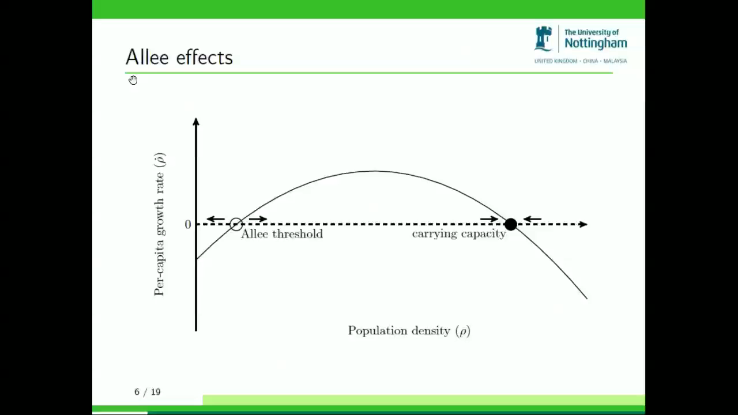And from an applied perspective, this is a really important thing to know, because if you're trying to conserve a species, you're trying to sustainably harvest it, you want to keep your population density above that threshold. Alternatively, if you want to manage an invasive species, you might only need to get it down to that Allee threshold, and then demographics can wipe out the rest for you. So this is quite a useful parameter to know for any species.